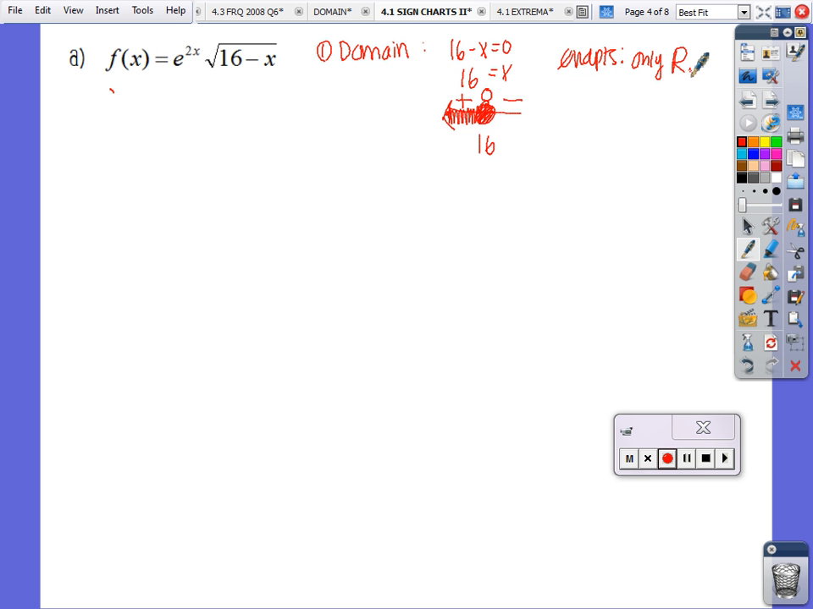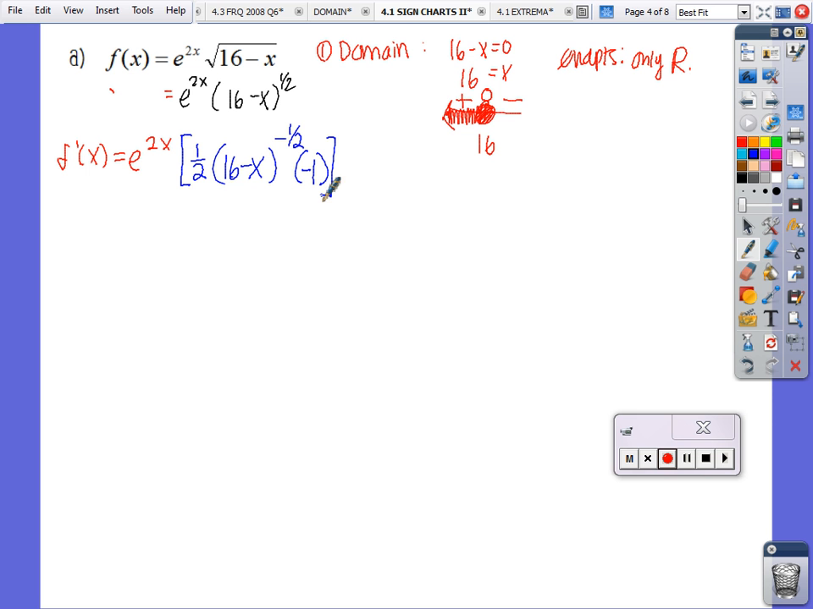Okay, so we get that f prime of x is equal to e to the 2x, and I'm actually going to rewrite this here. Set a different color. E to the 2x times 16 minus x to the 1/2. So, leaving the first, multiply by the derivative of the second. Bring the power down. Leave the inside the same, multiply by the derivative of the inside. Plus, here's the second term, times the derivative of the first term, which is e to the u times du dx.